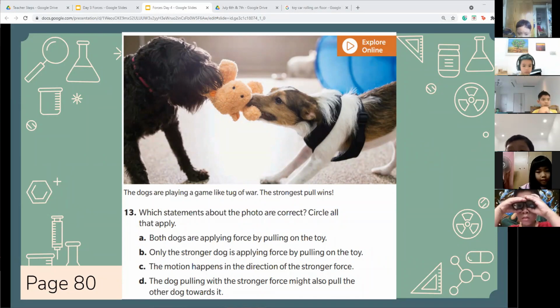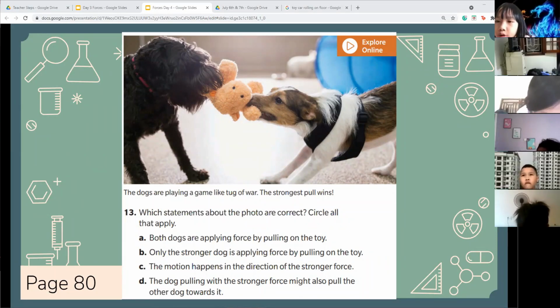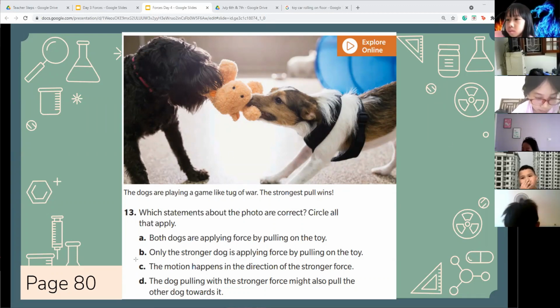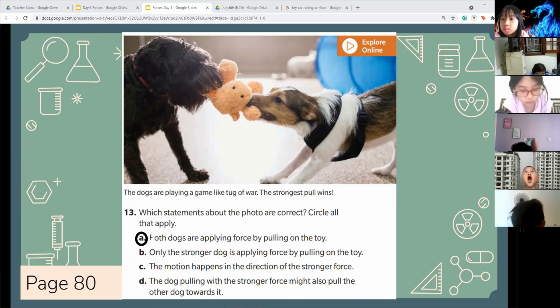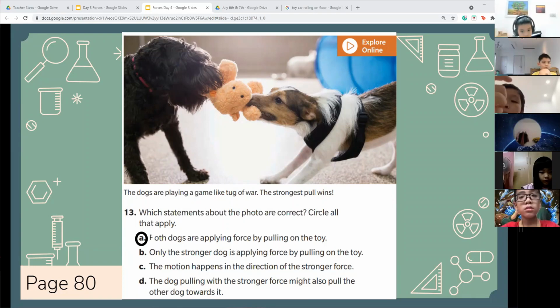Let's have Hong. A: Both dogs are applying force by pulling on the toy. Okay, are both dogs pulling on the toy? Yes. Exactly, so this is correct. They are both applying a force. Can we tell if the forces are equal or not? Because it's a picture, we can't see which dog is stronger. We don't know. If it was a video, we could watch and figure it out. Okay, so A is correct.